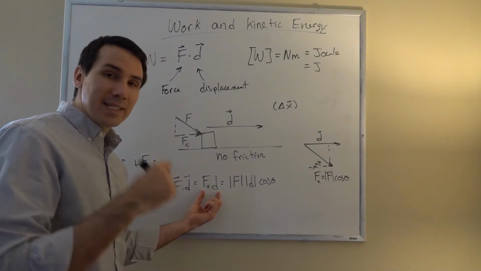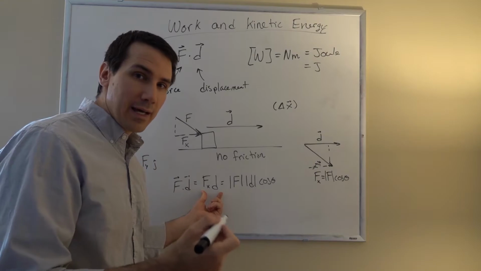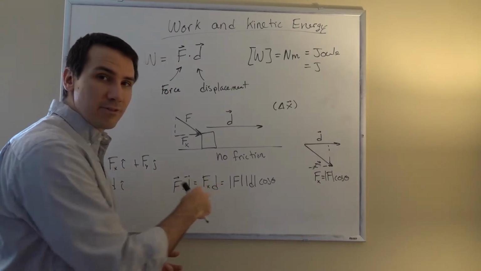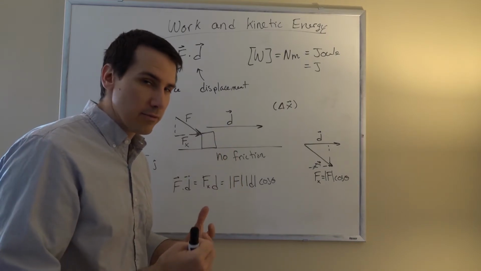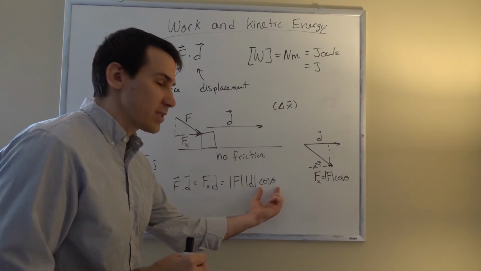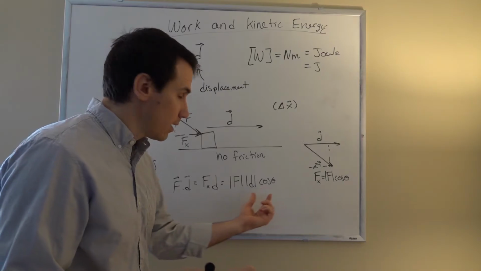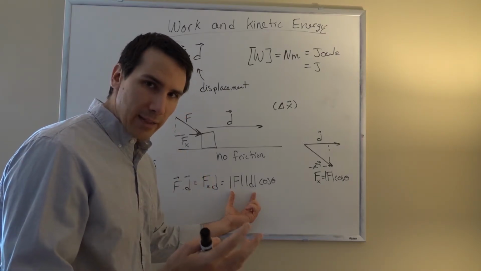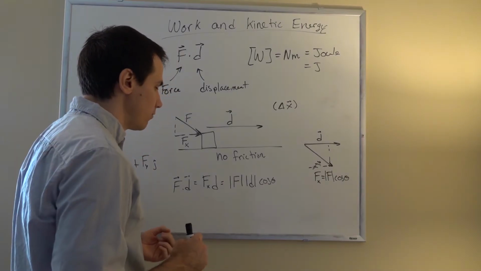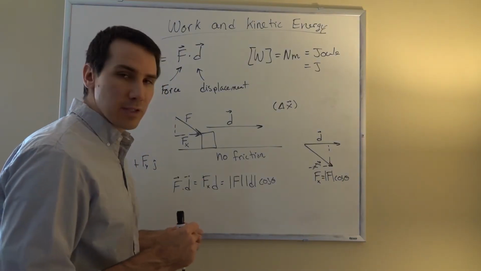So here I need to keep track of the sign of these components to figure out if my dot product is positive or negative. Whereas here, the cosine takes care of it for me, and I just write the magnitudes of my force and displacement vector.